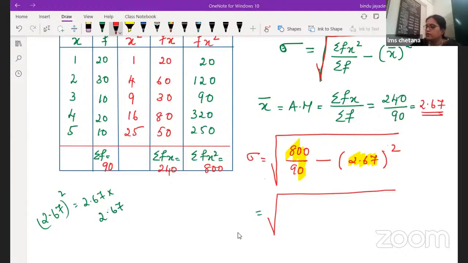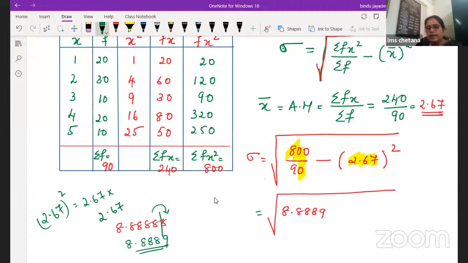How do you solve it? You are doing 800 divided by 90. You are getting 8.8888. Write 4 digits. 8.888, then I round up with 4 digits. After 4 digits, the 5th digit is 8, which is above 5, so add one. 8.889 will come. Therefore, write 8.889.